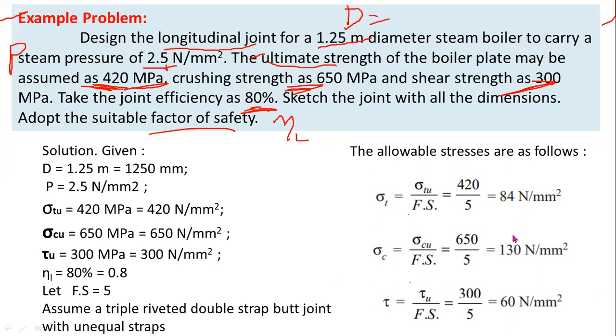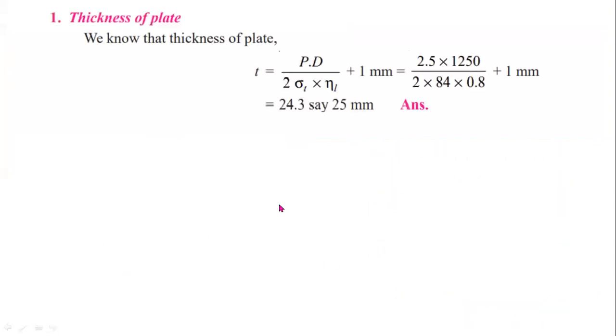These three stresses are the important stresses for design of longitudinal joint. In first step you have to design a suitable thickness of the boiler shell. So T, already we know the formula for thickness of the boiler shell. From this formula we got answer 25 mm is the thickness of the boiler shell.